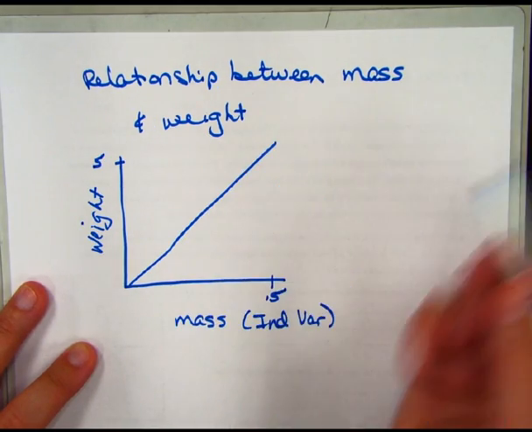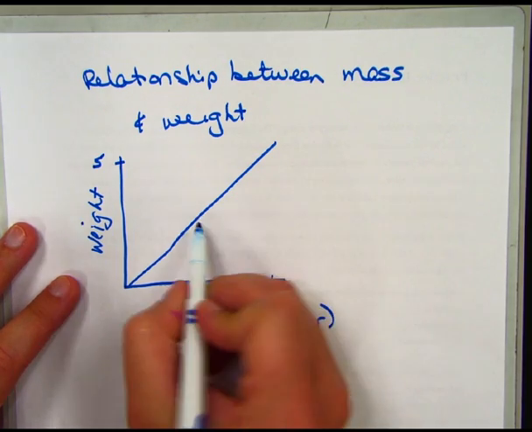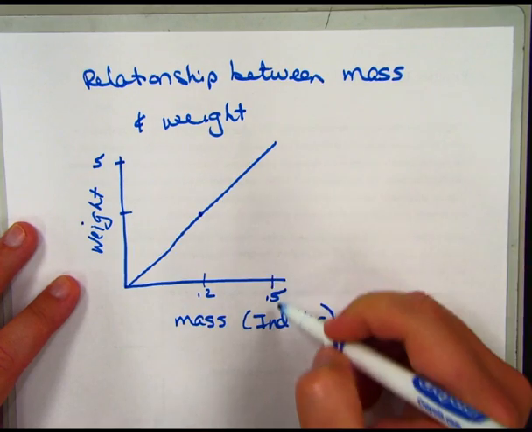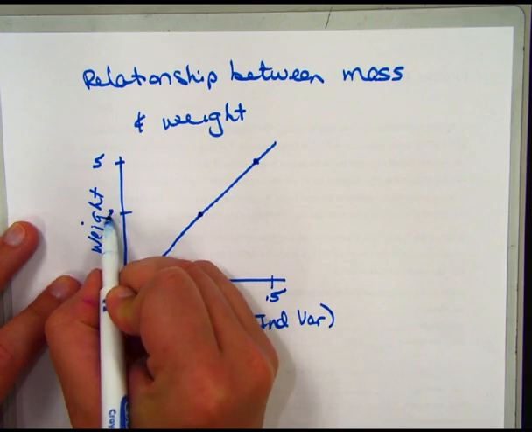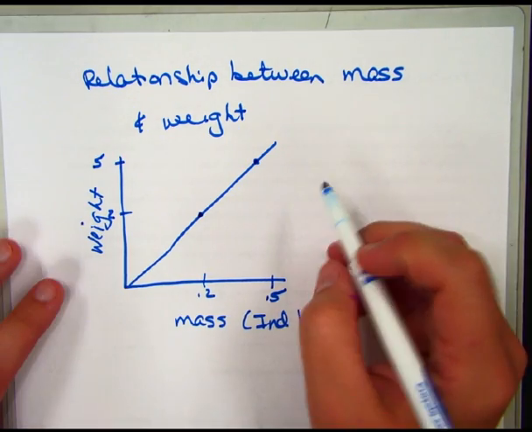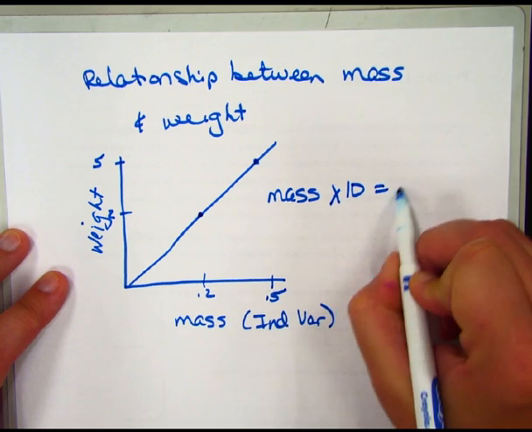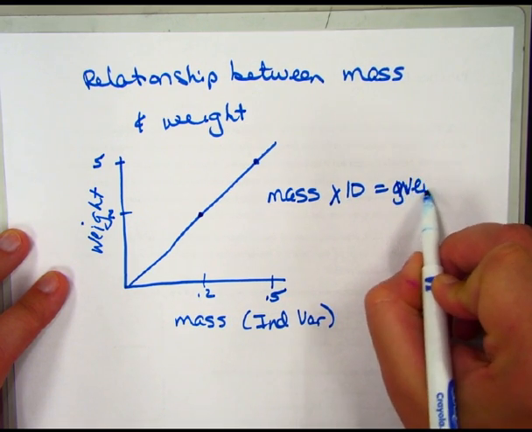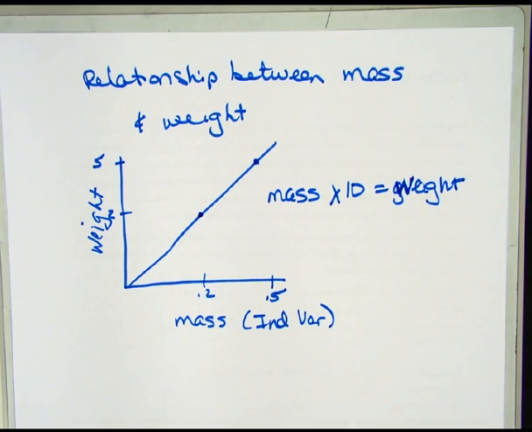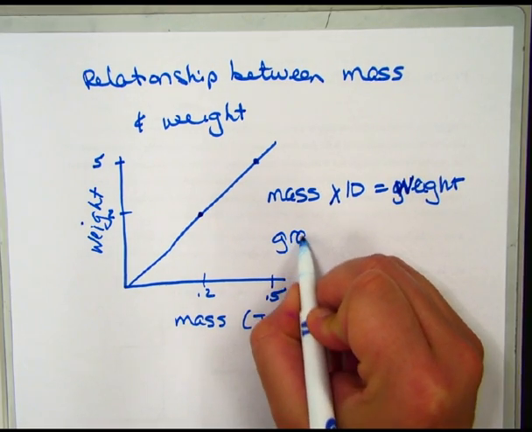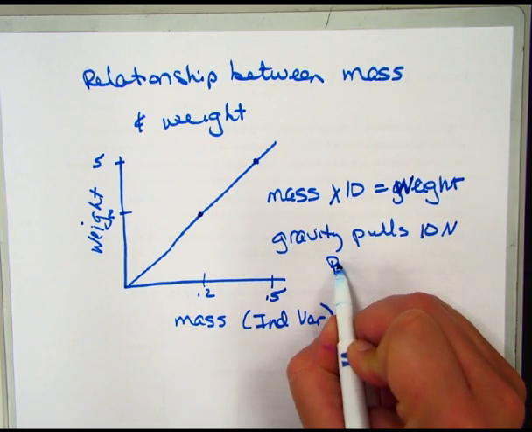And you'll notice that there was a nice symmetry in our numbers. So if it was 0.5 kilograms, it was 5 newtons. If it was 0.2 kilograms, then it was 2 newtons. So we came to the relationship that mass times 10 equals the weight, which means gravity pulls 10 newtons per kilogram.